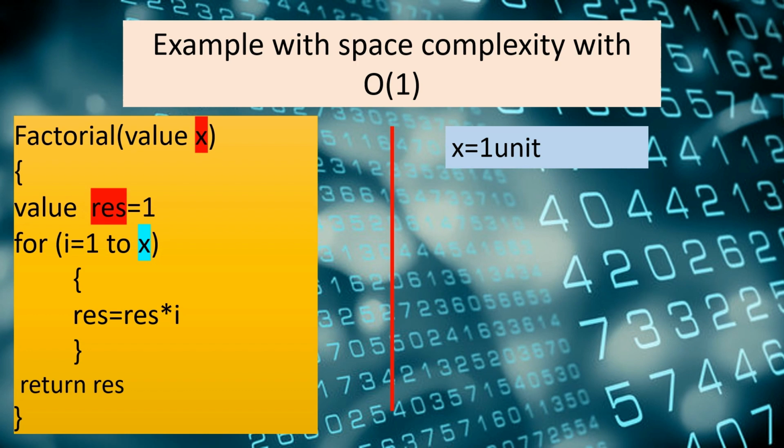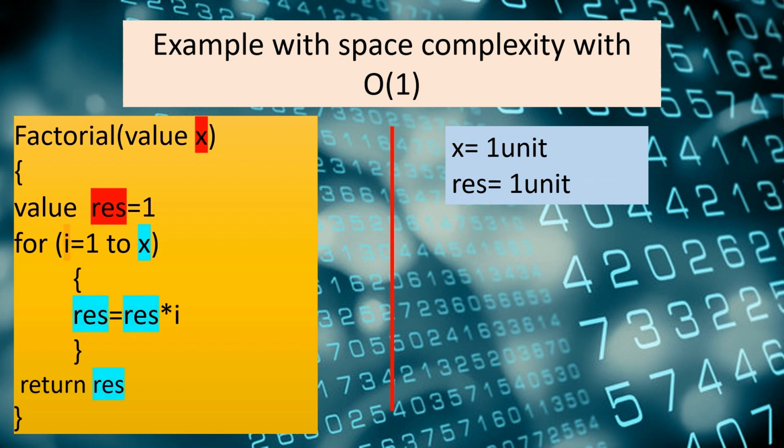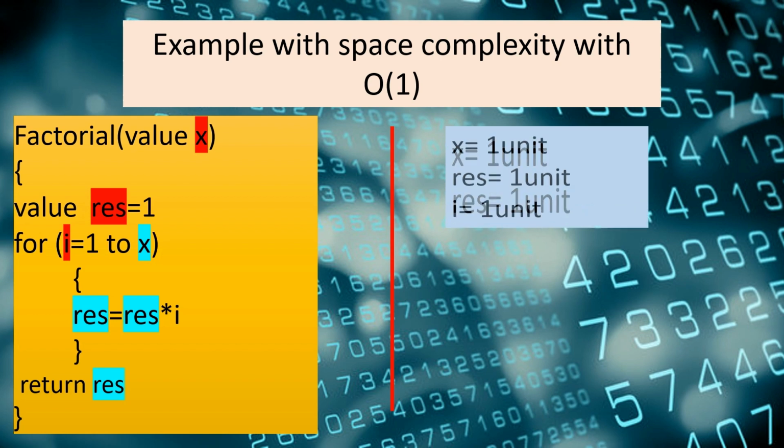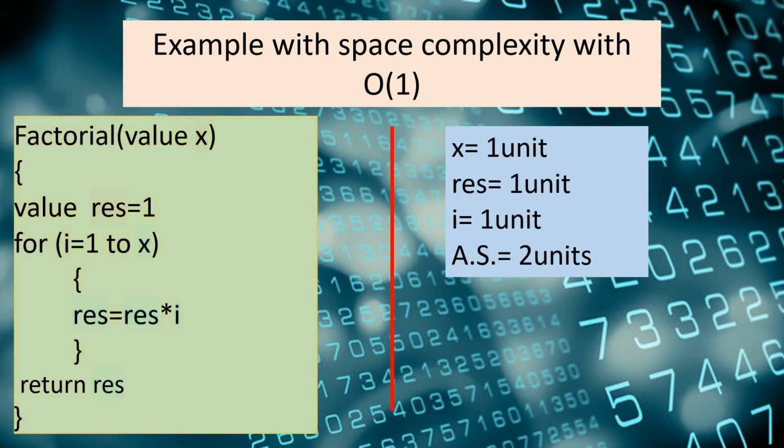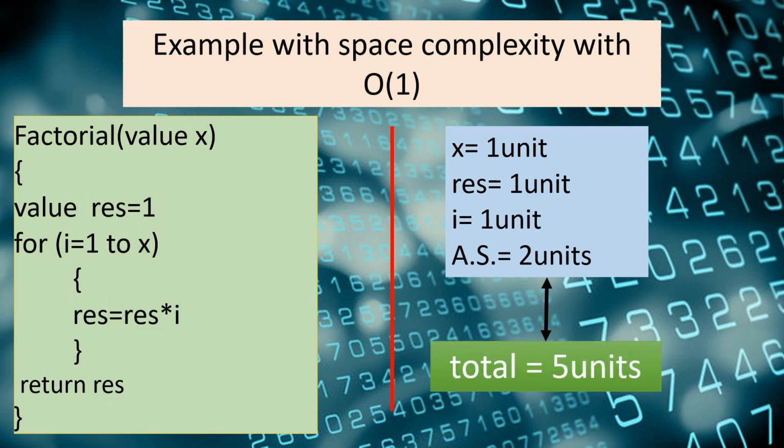Next, we can see that we have used a variable res. Let us assume res requires 1 unit of space. Next, we are using variable i in the for loop, and let us assume space required for i equals 1 unit. You can see that we have allocated the space to all the variables. And let us assume auxiliary space required for the algorithm equals 2 units. By adding all the spaces required, we can see that total space equals 5 units.